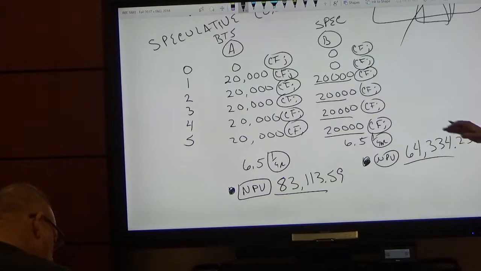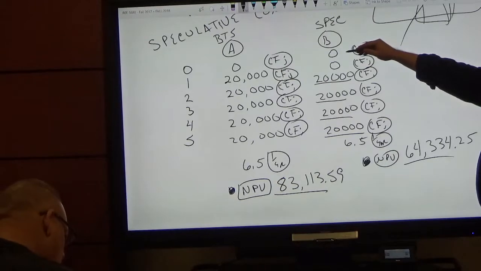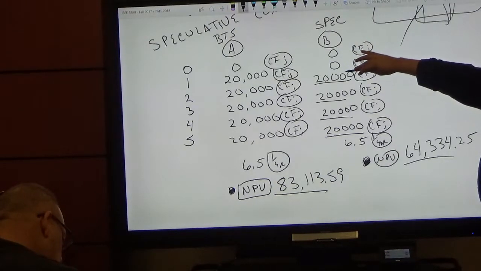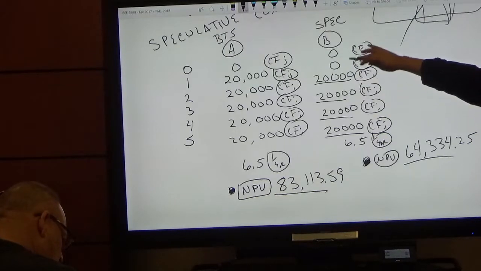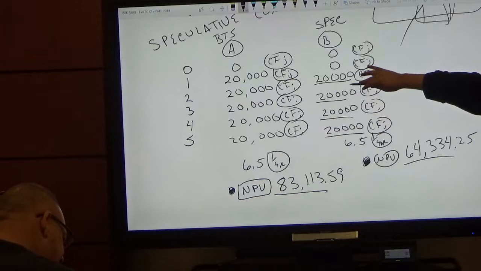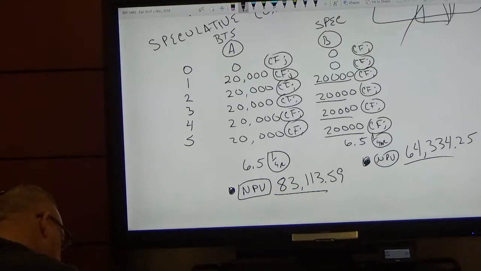On the other side, the speculative development, where we have to wait 1 full year of vacancy before we get an occupant, and in this case, assuming they're paying the same amount as the build-to-suit of $20,000, using that same discount rate of 6.5%, their net present value is going to be $64,000.